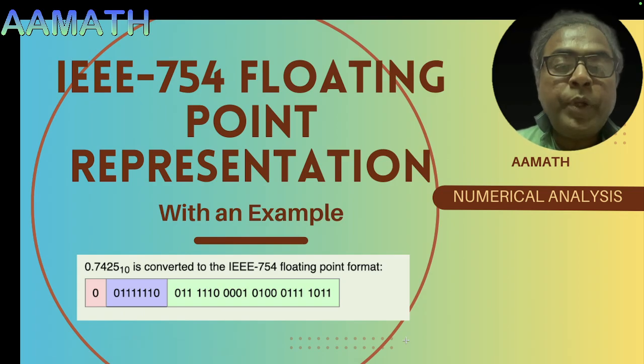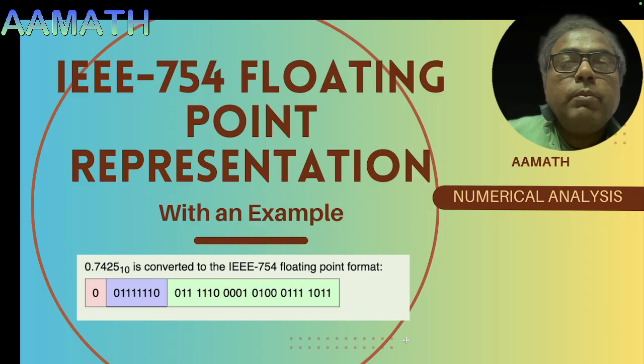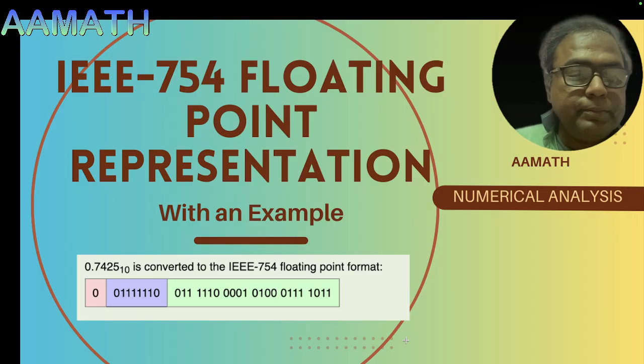Now we discuss IEEE 754 floating point representation.